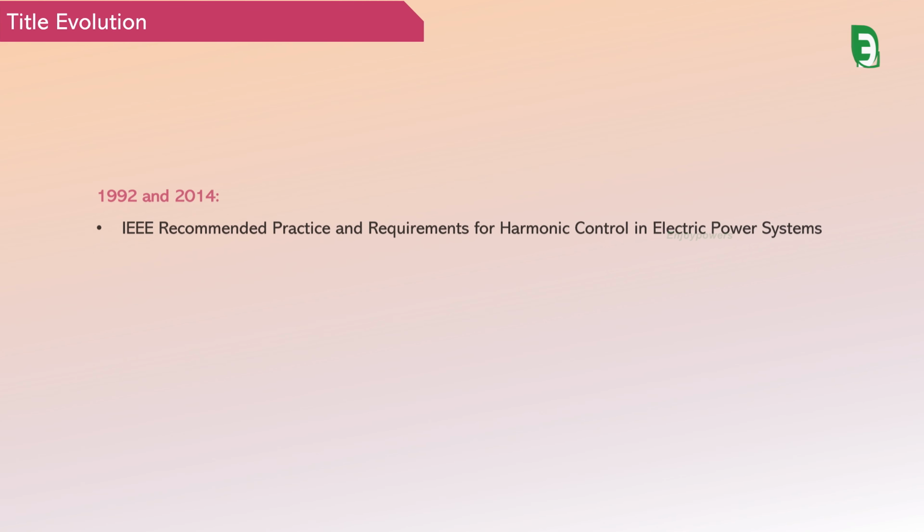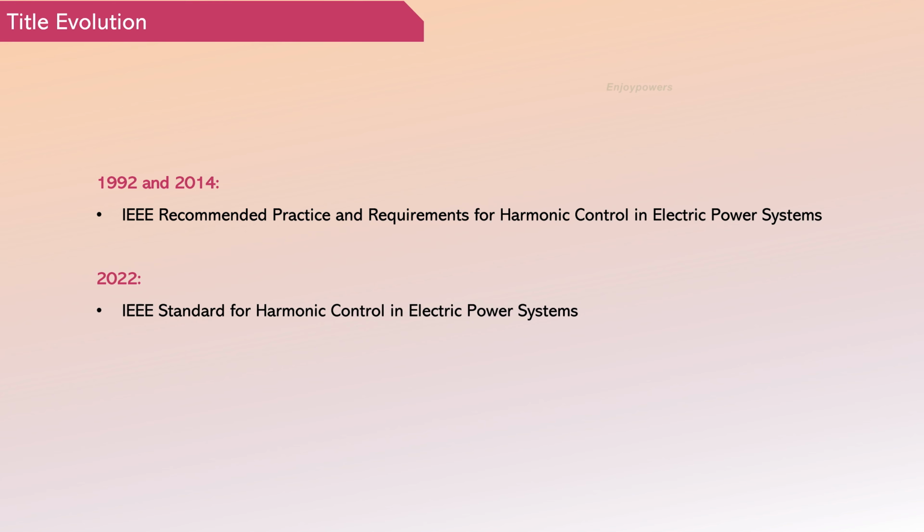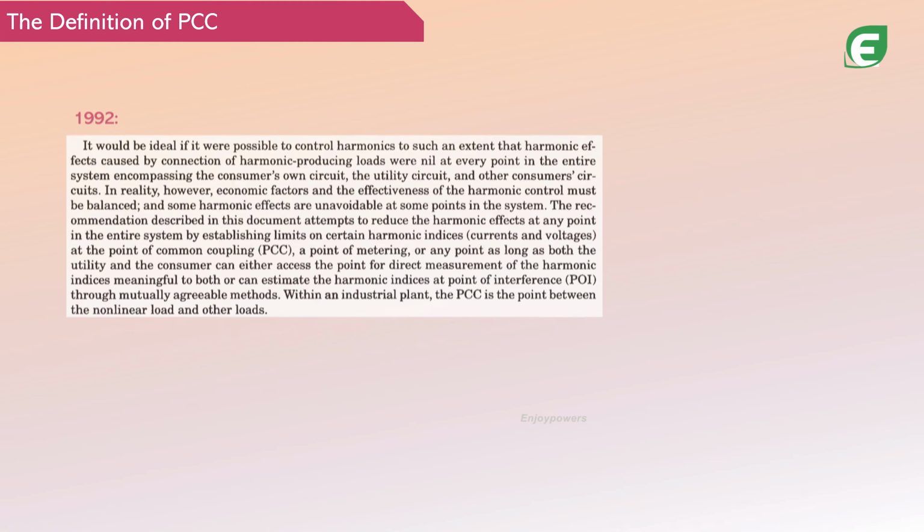1. Title evolution. Firstly, looking at the document titles, the names of the first two versions are identical: IEEE Recommended Practice and Requirements for Harmonic Control in Electric Power Systems. In contrast, the latest 2022 version transforms into IEEE Standard for Harmonic Control in Electric Power Systems. This change indicates that the 2022 version has officially become a standard, even though the use of IEEE Std 519 remains entirely voluntary.